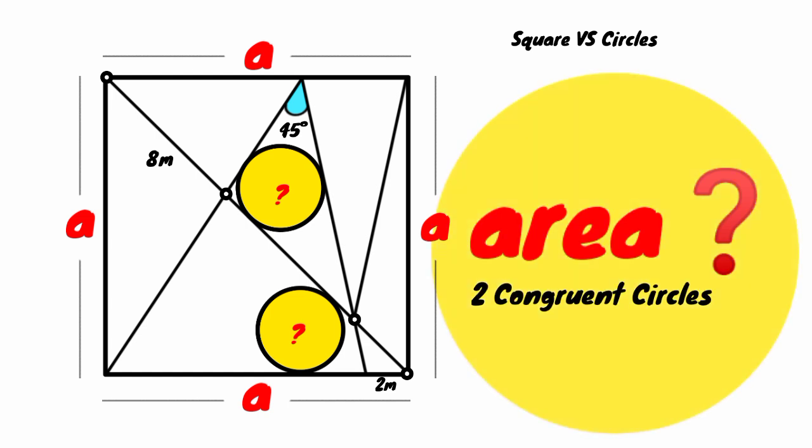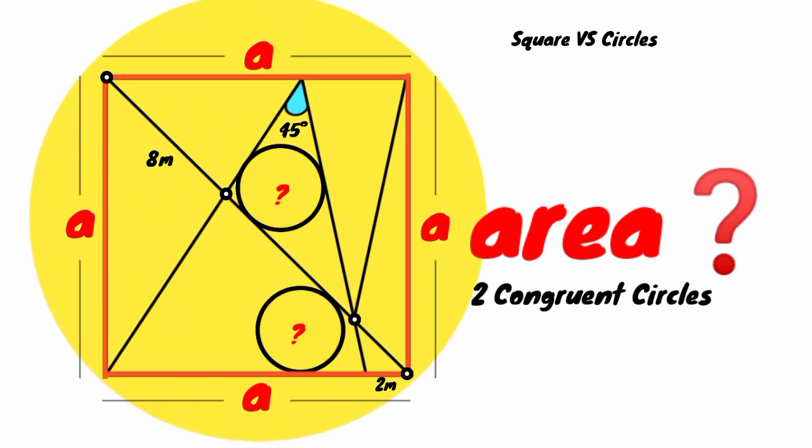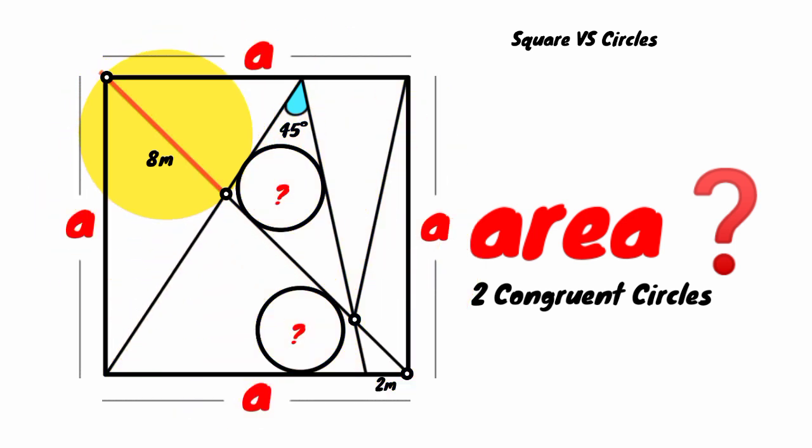We are asked to calculate the areas of these two congruent circles. This quadrilateral is a square. The length of its sides are a each. We are given the length of this line segment to be 8 meters. That of this is 2 meters. Here, this angle.